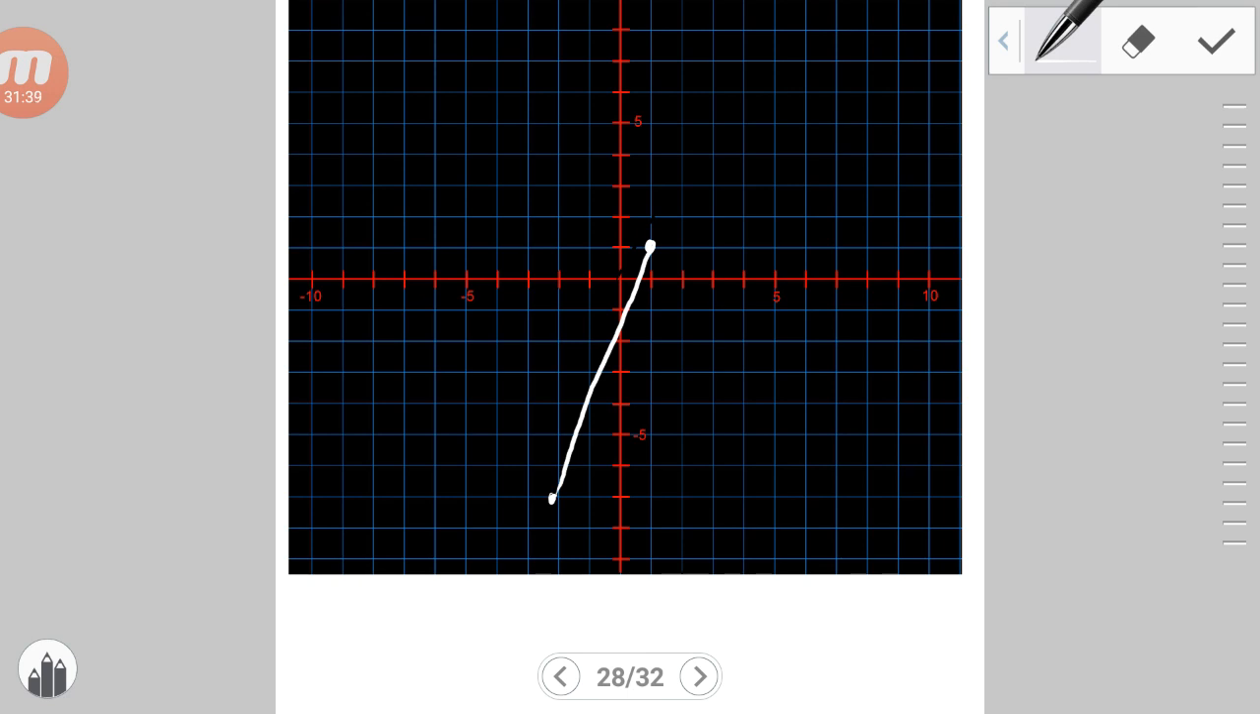Now we're going to try to determine the gradient of the line. We already know that the gradient is going to be rise divided by run. So the distance of my rise here, let's count the units of measurement: 1, 2, 3, 4, 5, 6, 7, 8. So my rise going down is -8. And now I'm running to the left, which is also negative: 1, 2, 3. So run is -3.